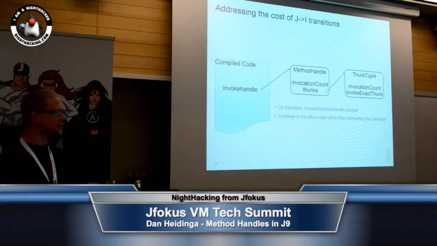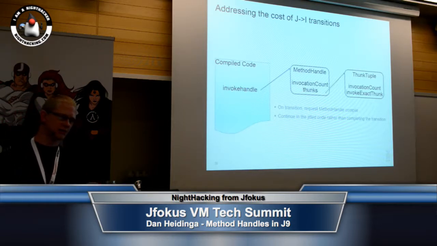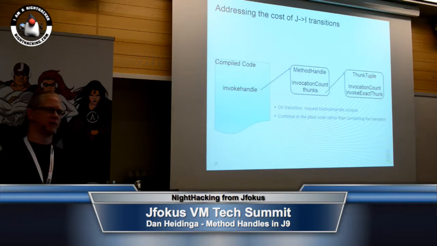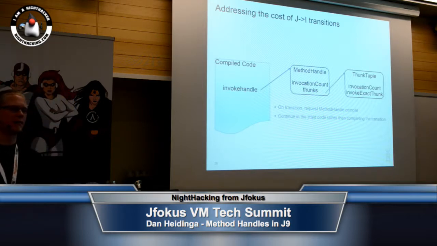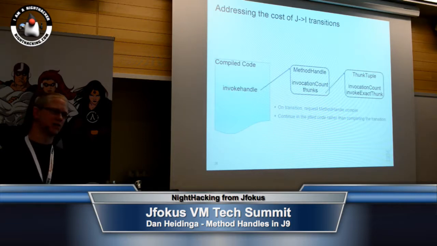So when you hit the invoke handle, we would have to transition from the JIT to the interpreter, and this tends to be expensive. You have to marshal the JITted state, you have to save things away, have to build the appropriate frames, and then transition to your slow execution engine. So on any attempt to run a method handle from compiled code, we immediately request the compile for that method handle. And if that compile can complete quickly enough, then we will jump back to JITted code.